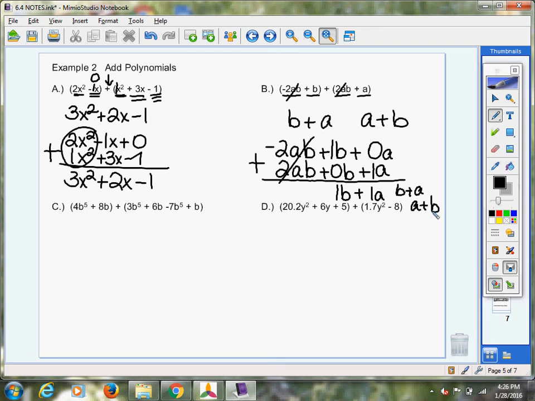So the method that you choose is really up to you. It doesn't matter to me if you do the horizontal method or the vertical method. Just make sure you line up like terms. So let's make a note up at the top. Line up like terms, especially if you are doing the vertical method, okay? That's true if you like the vertical method.